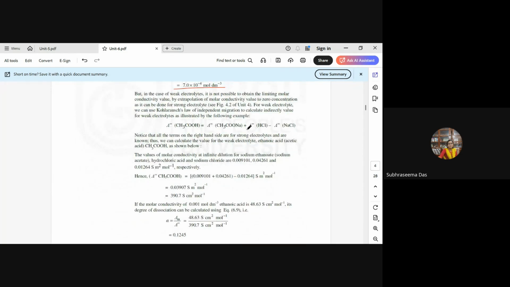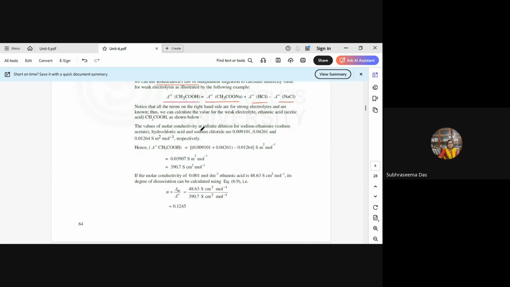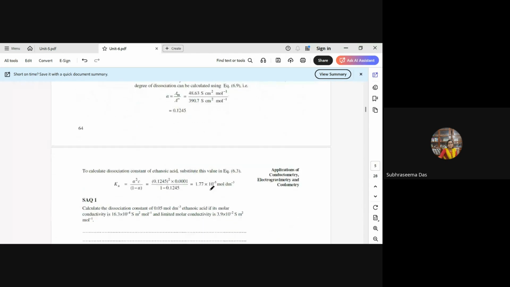Ka can be known. But in the case of very weak electrolytes, it is not possible to obtain the limiting molar conductivity by extrapolation. So for such weak electrolytes, we instead use Kohlrausch's law. From Kohlrausch's law, we know that lambda of CH3COOH can be written as lambda CH3COONa plus lambda HCl minus lambda NaCl. On the right-hand side, these are all values for strong electrolytes, so the molar conductivity at infinite dilution for all three electrolytes is known. Substituting the values, we can find the limiting molar conductivity for CH3COOH. This is how it is useful.